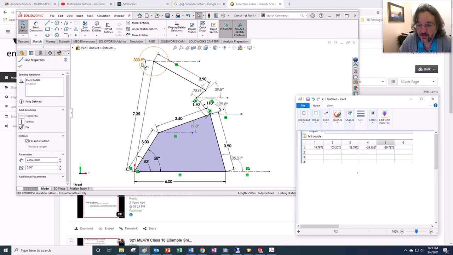Theta 6 was going to be, where is theta 6? It's up here at 330. Oh, so we went to negative 29. So there you go, right there. That's the same thing, negative 29. And then lastly, theta 7 is 129.79. Bingo, we got it.